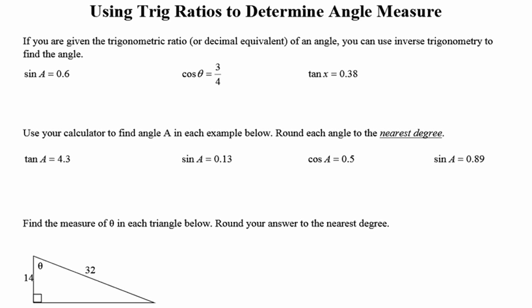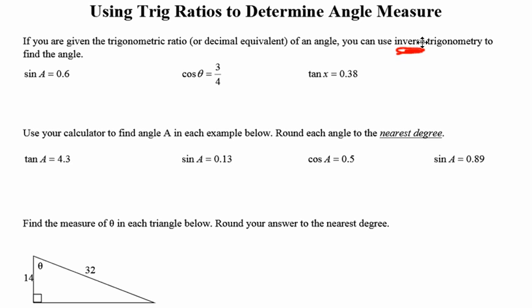In the last video, we learned how to use trig ratios in order to determine side length. Today, we're going to carry that one step farther and learn how we can use trig ratios in order to determine angle measures. If we are given a trig ratio or its decimal equivalent, you can use what's called inverse trig to find the angle.